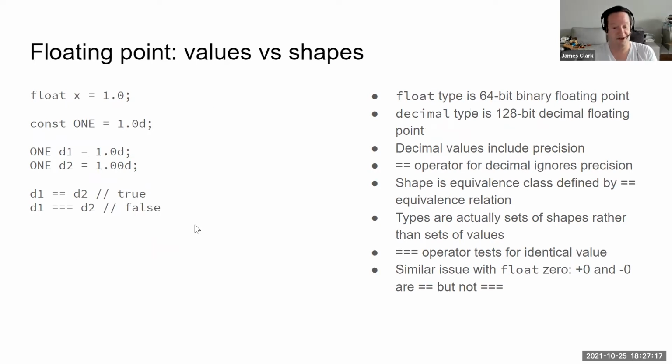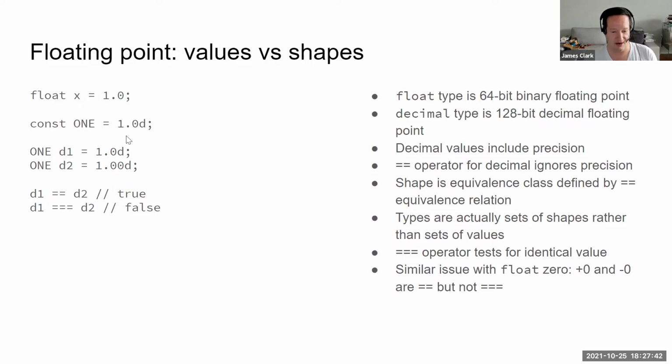We also have floating point values. We have 2 kinds of floating point. We have a float, which is 64-bit binary, and decimal, which is 128-bit decimal floating point, base 10 floating point. These are both IEEE 754 floating point. Now, the interesting thing here from a types perspective is that the IEEE semantics for decimal include precision.